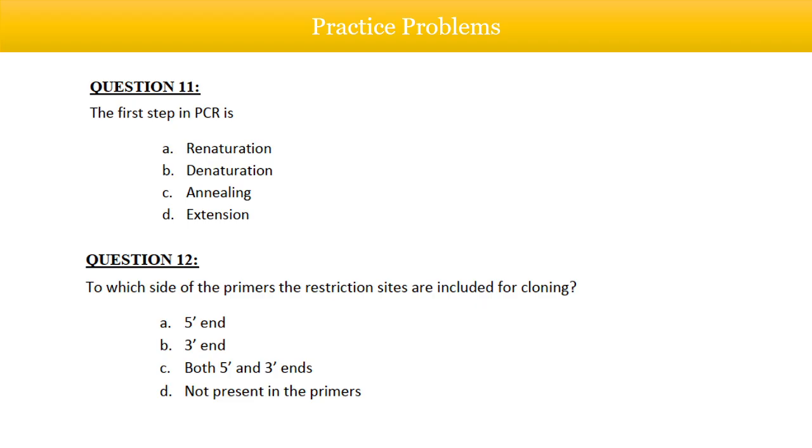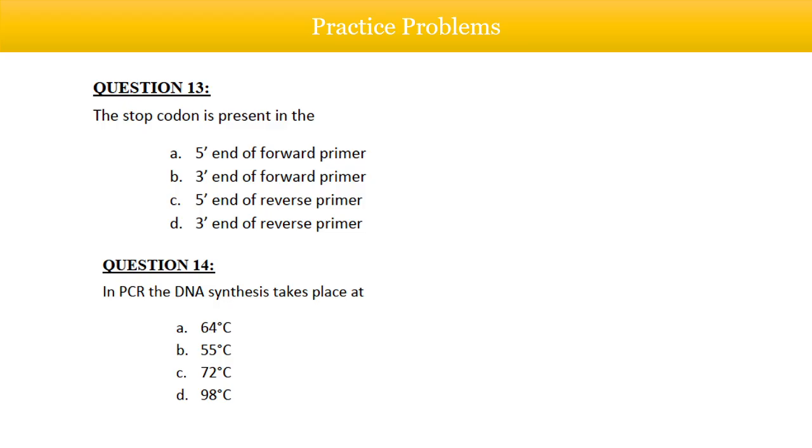Okay, so the restriction sites are always put in, be it a forward primer or a reverse primer, it does not matter, because it's palindromic, so it has to be at the 5' end. Next: the stop codon is present in the 5' end of a forward primer, 3' end of a forward primer, 5' end of a reverse primer, or the 3' end of a reverse primer. It's a very, very interesting question.